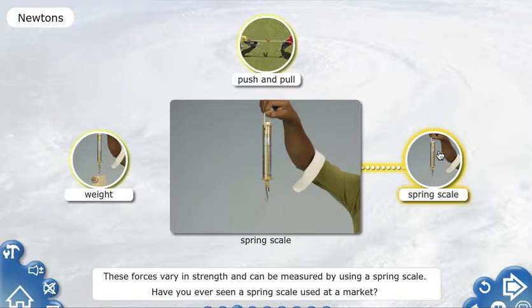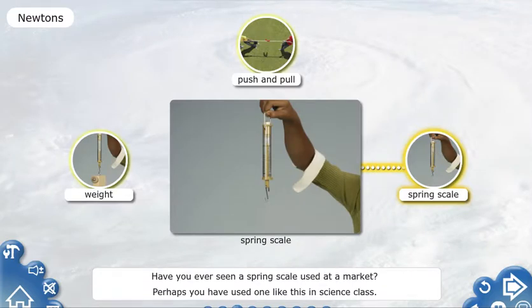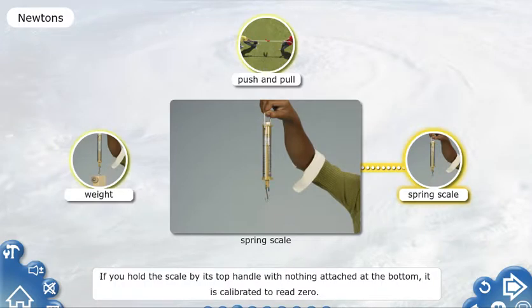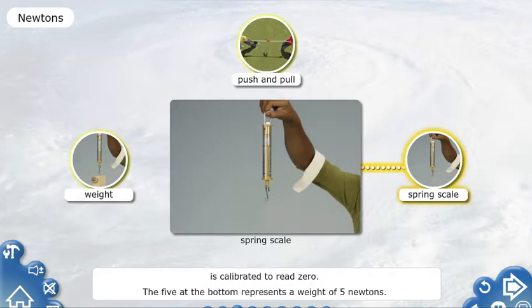Have you ever seen a spring scale used at a market? Perhaps you have used one like this in science class. A spring scale used in science class reads force in newtons, a unit of measure named after Sir Isaac Newton. If you hold the scale by its top handle with nothing attached at the bottom, it is calibrated to read 0. The 5 at the bottom represents a weight of 5 newtons.